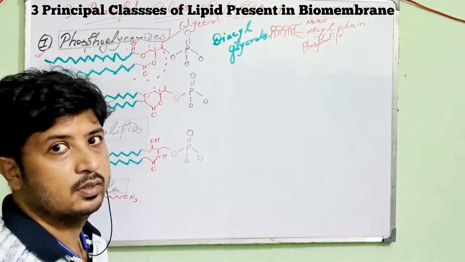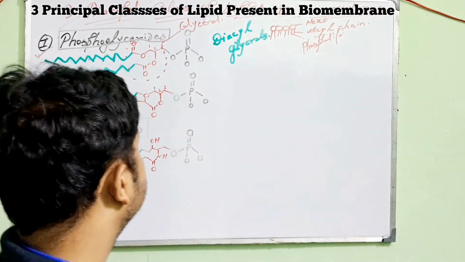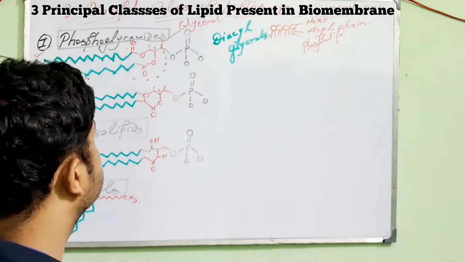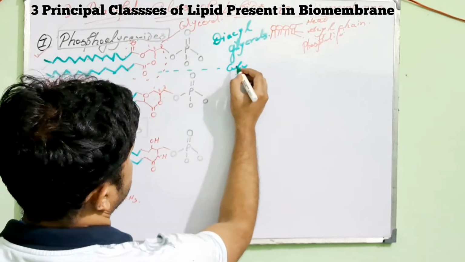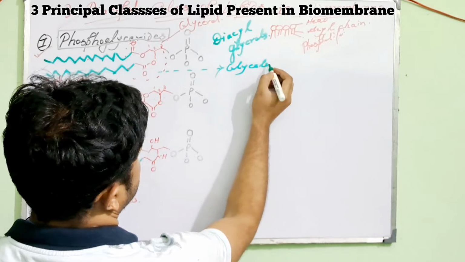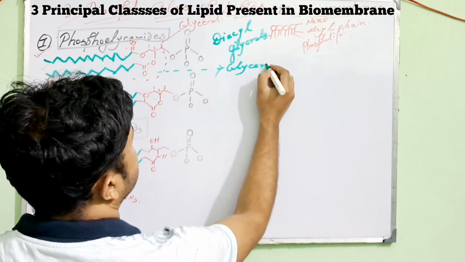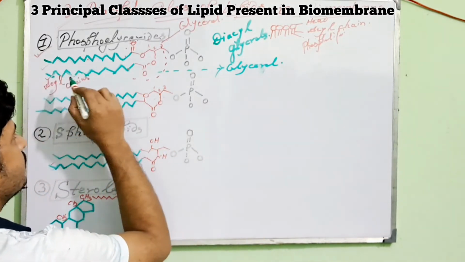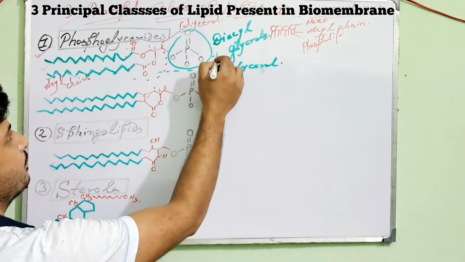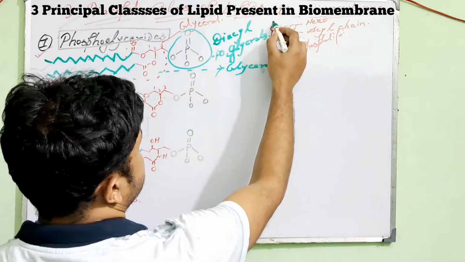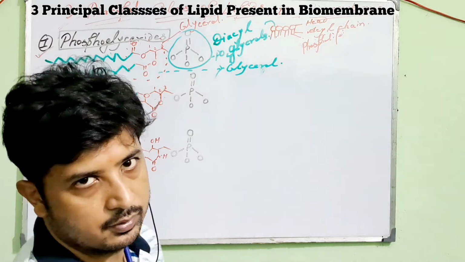These are very important in your cell signaling process. They are very important cell messenger molecules. Now that I will be telling you in a separate class. So this is glycerol, two acyl chains, and this is the phosphate group. So this is the phosphate head group and these two are acyl chains connected here with glycerol.